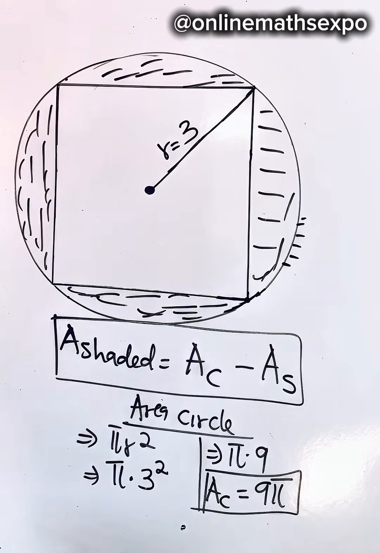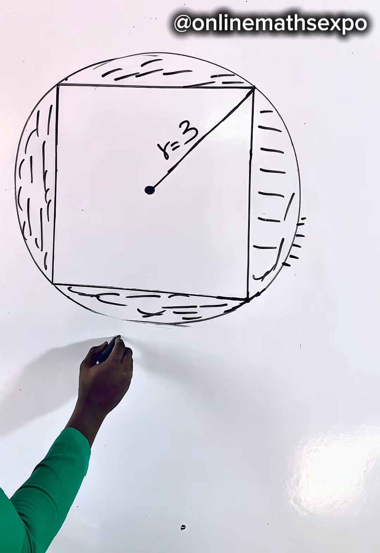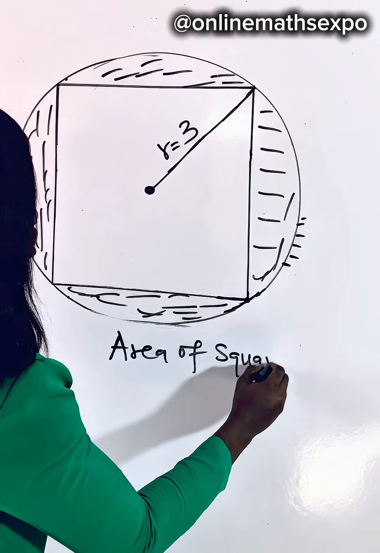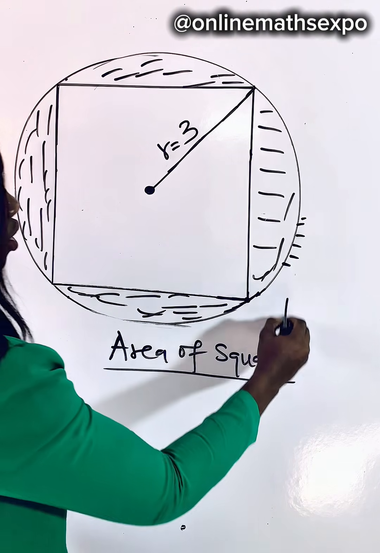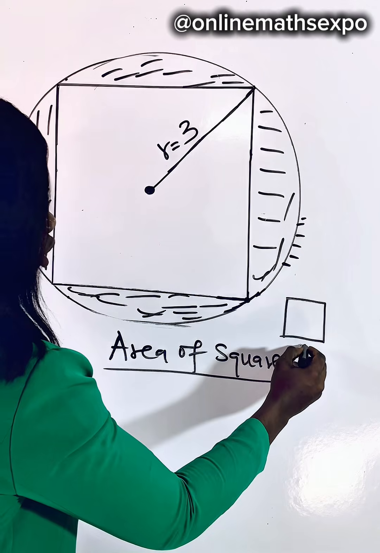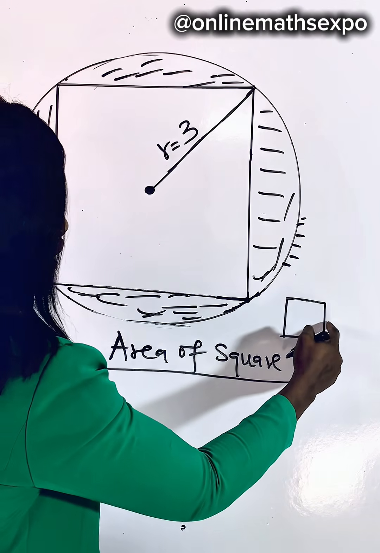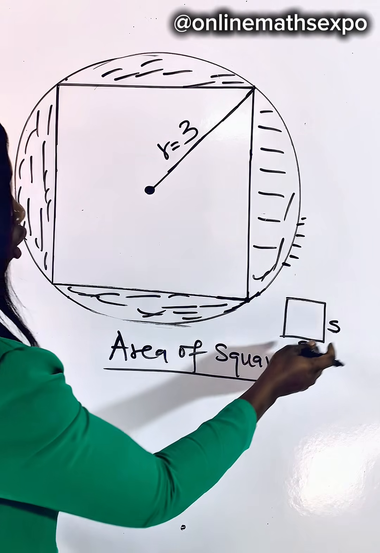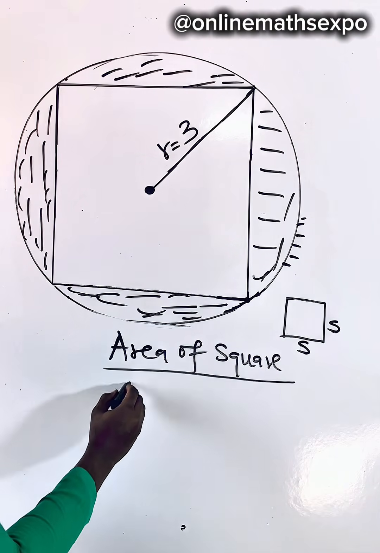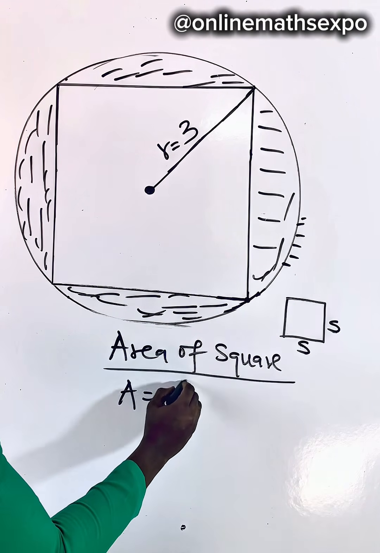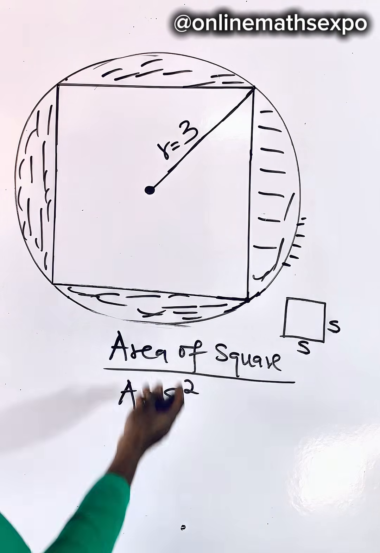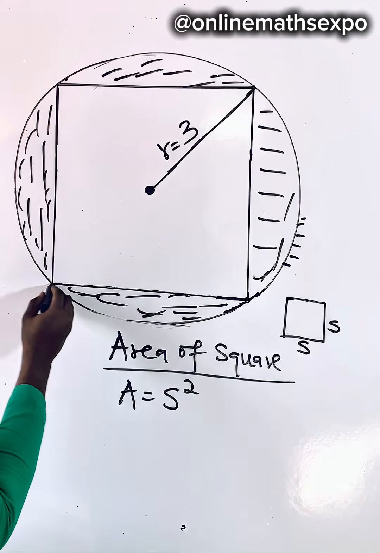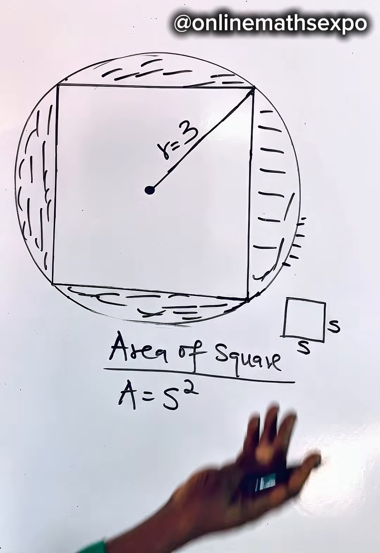So now we have gotten the area of the circle. Let's get the area of the square. To find the area of the square, what do you need to do? You know that for a square, the area is just for you to multiply the two sides. So if this side is S, this side is also S. So we multiply these two to give us the area. So the area of a square is S squared. Now, looking at this, you observe that we don't know the value of this side. We don't know any of them, but we can find it.